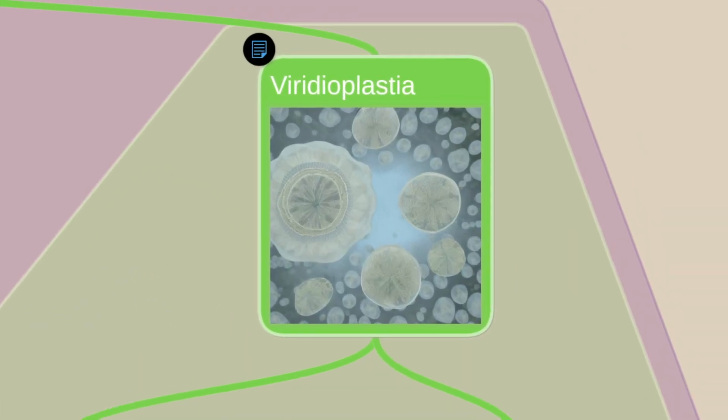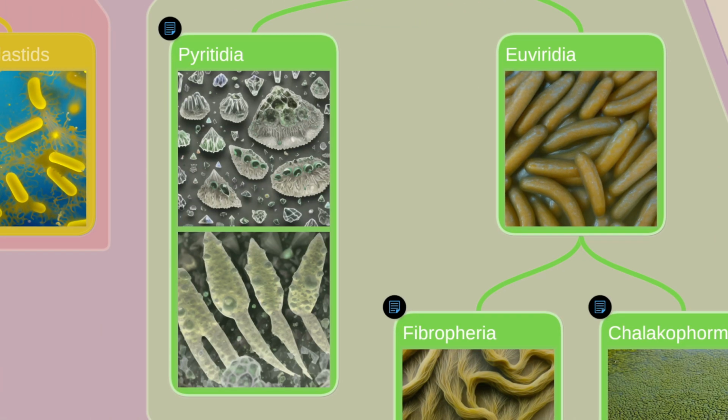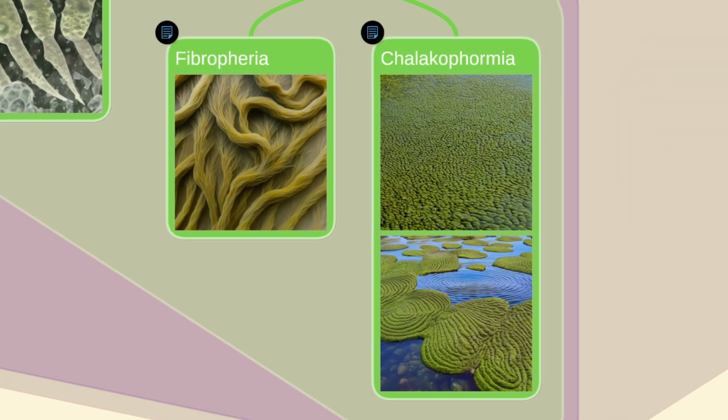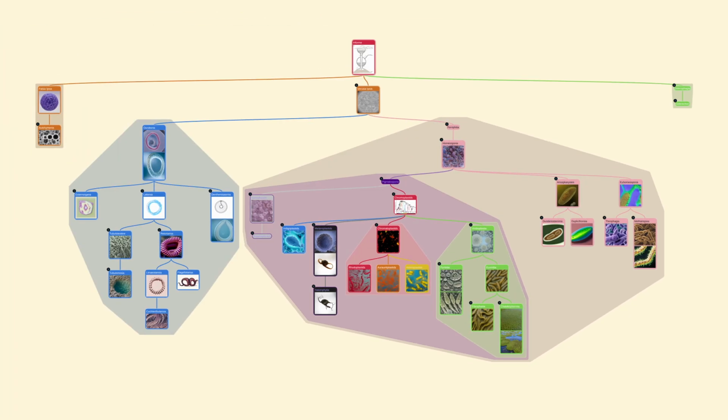And finally, the viridioplastids, which contain pyritidia, euviridia, fibropharia, and chelacoformia. Fibropharia meaning fiber-shaped, and chelacoformia meaning match-shaped. This wraps up the Tree of Life for the first stage on Dianthos.